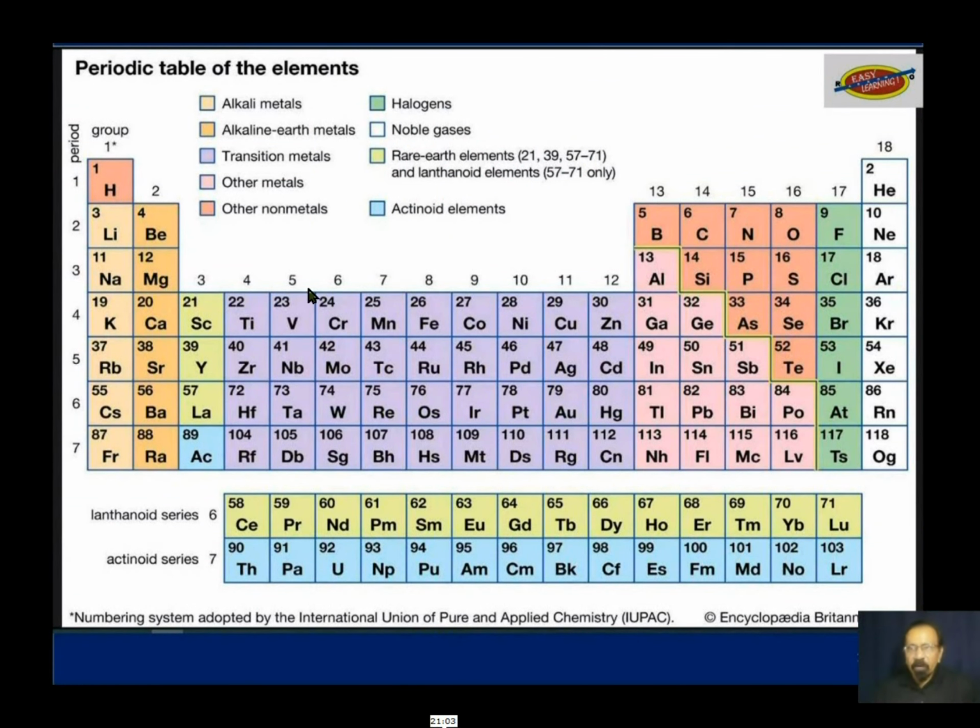I think everybody looking at this video knows what this picture here is. It's the periodic table. You have the elements properly organized in rows and columns. The columns are called groups and the rows are called periods. And there is a system that is used to organize all the elements in that table, which we will not get into right now.